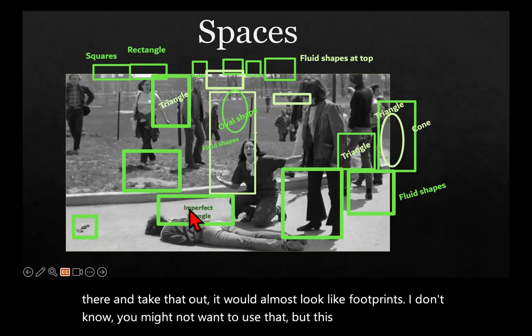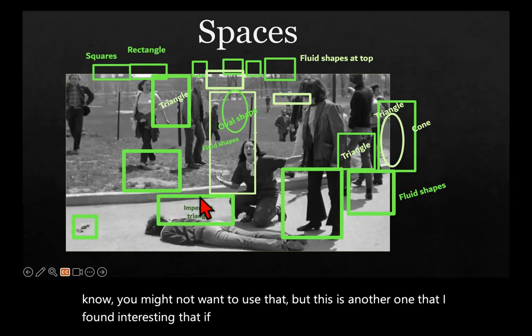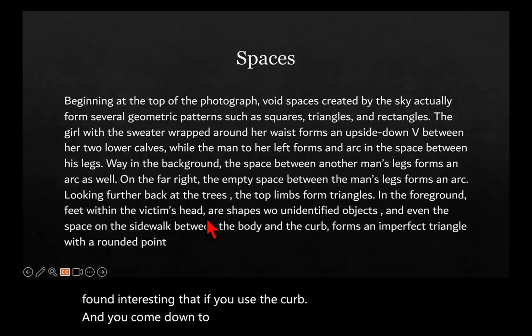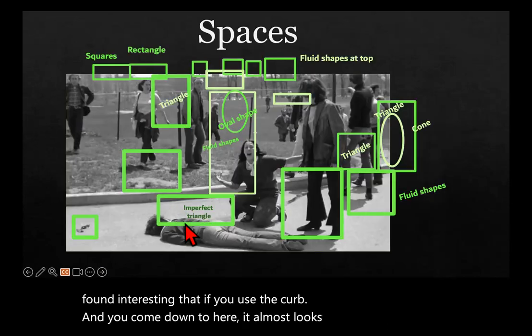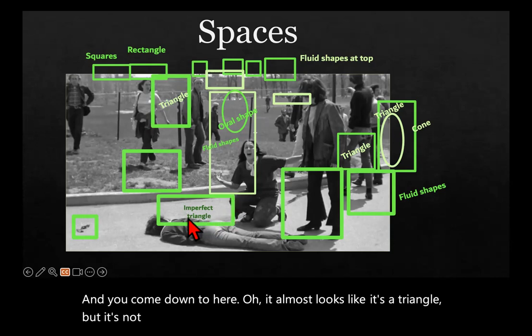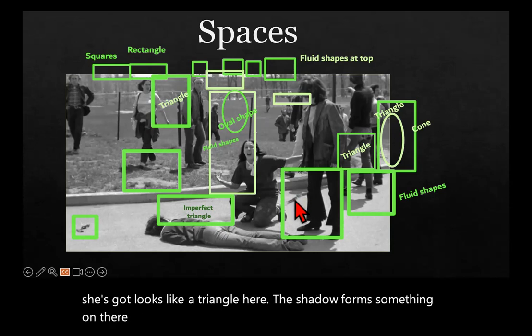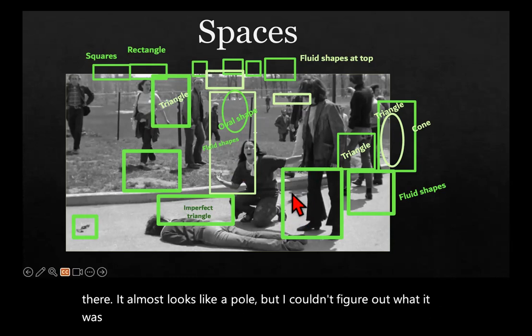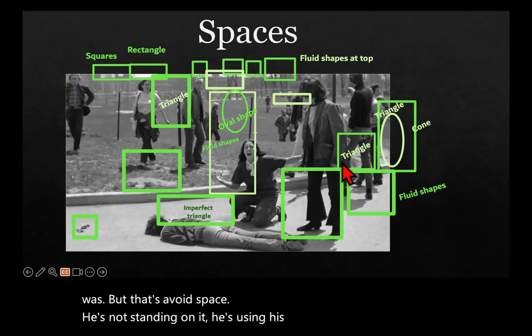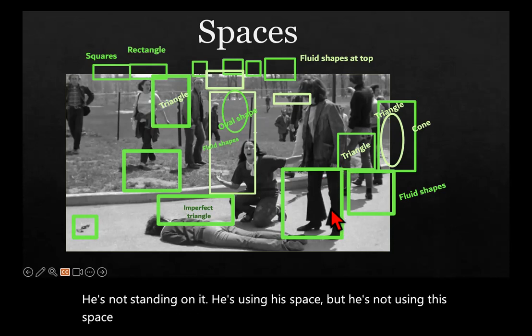But this is another one that I found interesting, that if you use the curb and you come down to here, oh, it almost looks like it's a triangle, but it's not because it's rounded there. But it still does form that. She's got what looks like a triangle here. The shadow forms something on there. It almost looks like a pole, but I couldn't figure out what it was. But that's a void space. He's not standing on it. He's using his space, but he's not using this space in between his legs.